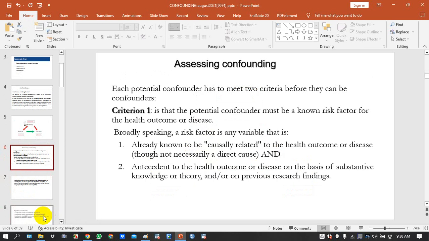So how do we assess confounding? Each potential confounder has to meet two criteria before it can become a confounder. Criterion 1 is that the potential confounder must be a known risk factor for the health outcome or disease. So you cannot have a confounder that is not related to the disease.